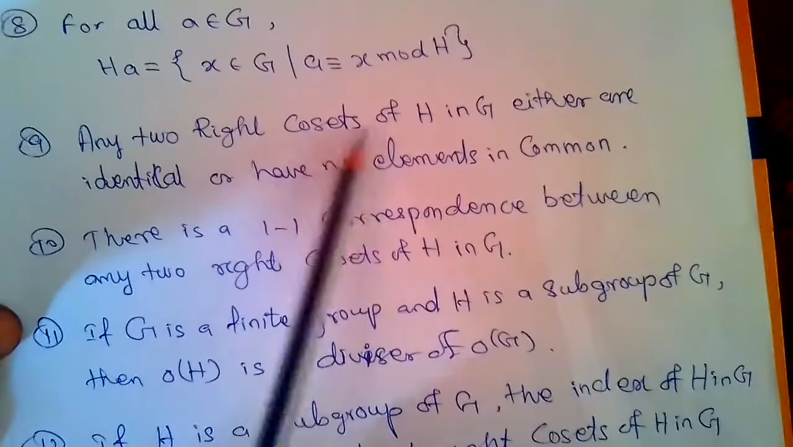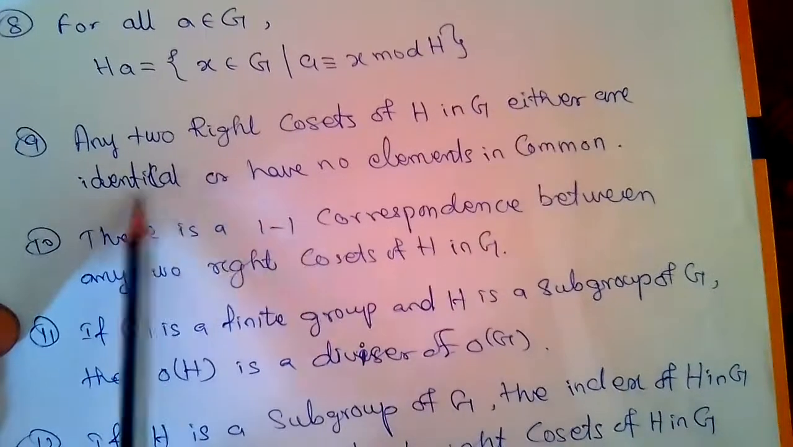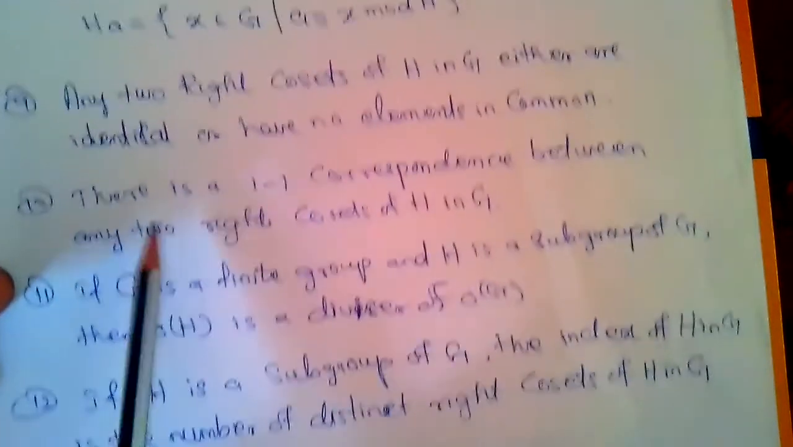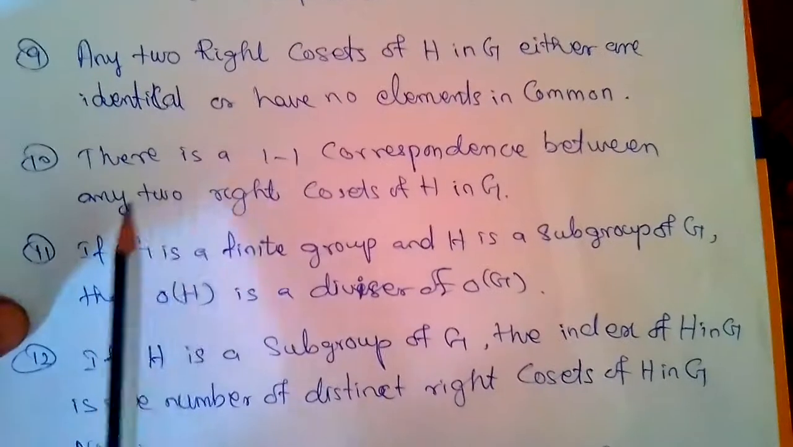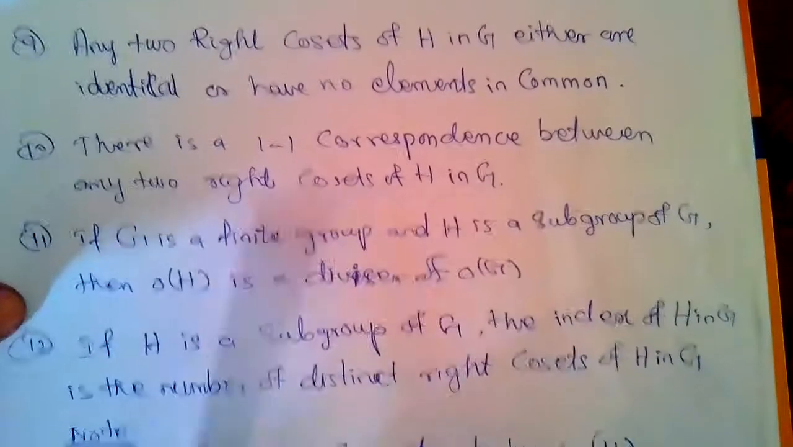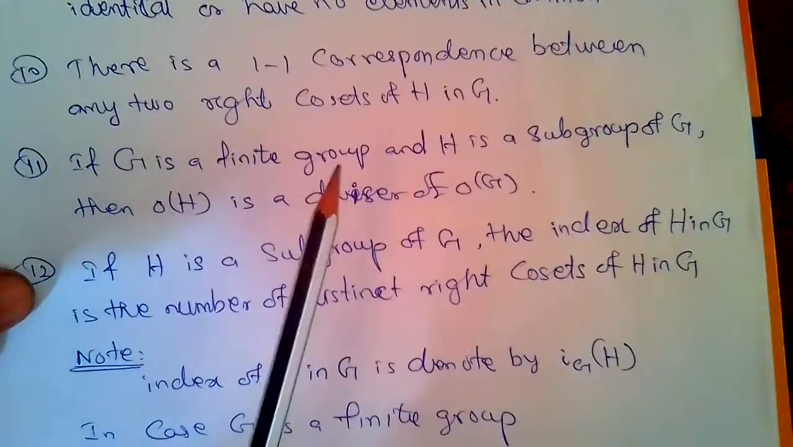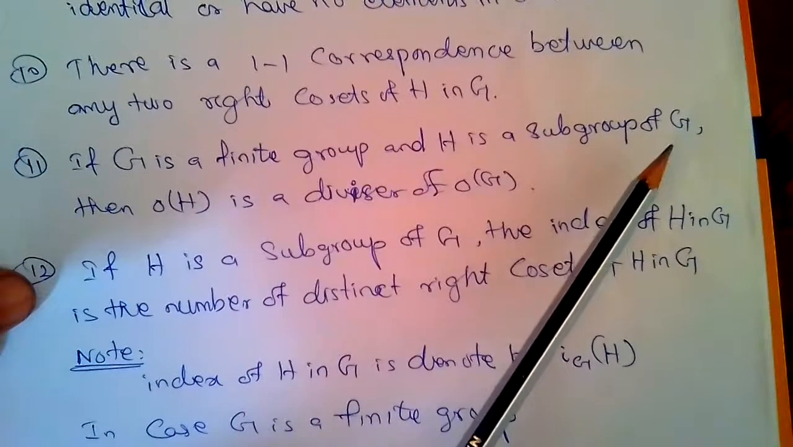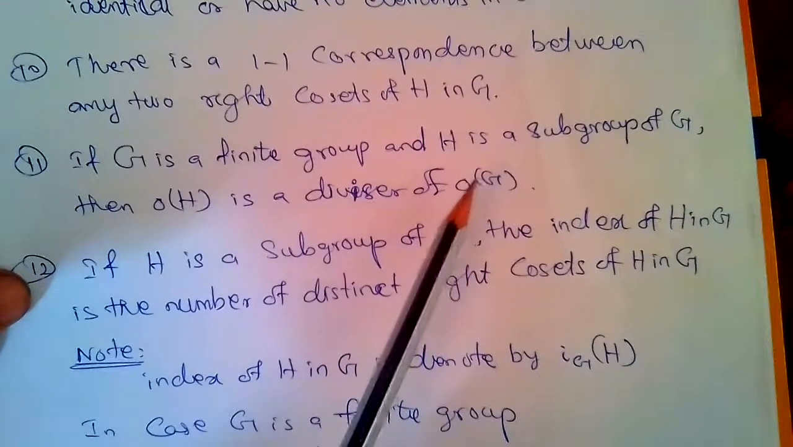Any two right cosets of H in G either are identical or have no elements in common. There is a one-to-one correspondence between any two right cosets of H in G. If G is a finite group and H is a subgroup of G, then the order of H is a divisor of the order of G.